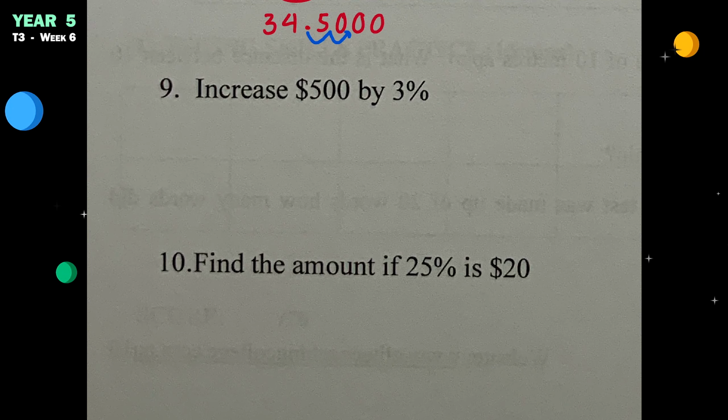Alright, next one, it says increase 500 by 3%. So what does that mean? In the beginning, this is your 100%. And they want to increase it by 3%, add 3 more to it. So let's make the connection.